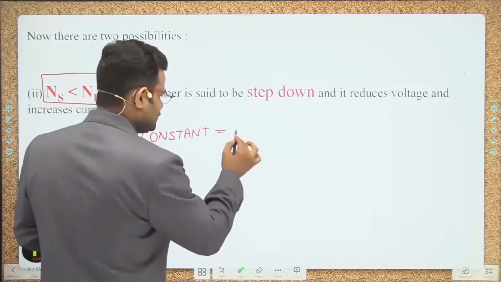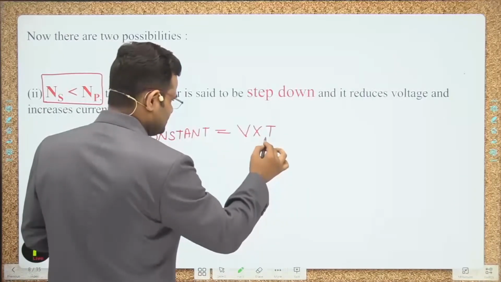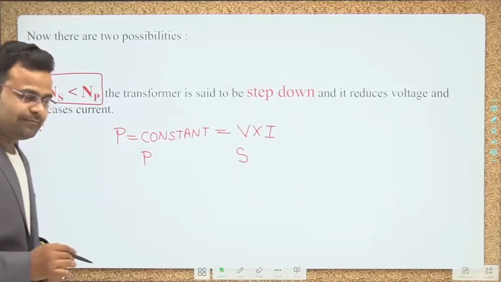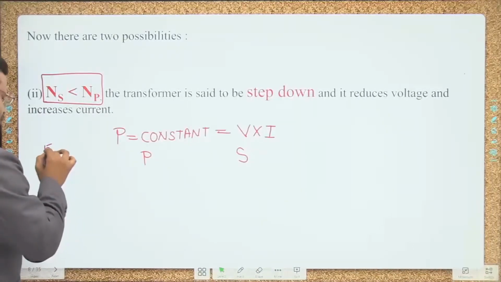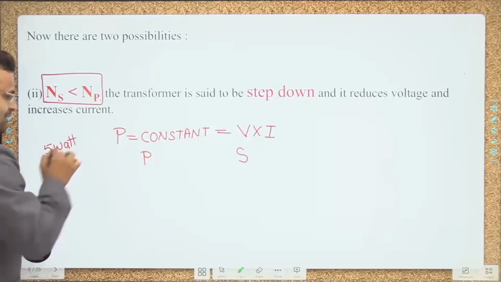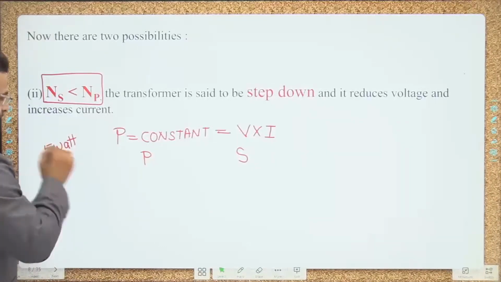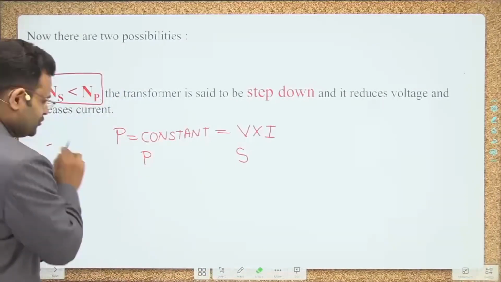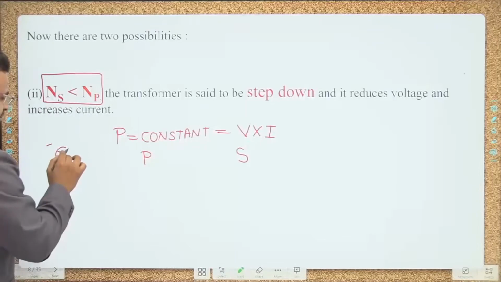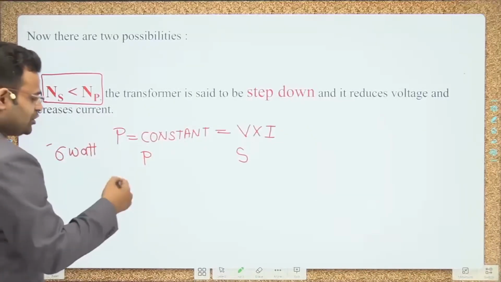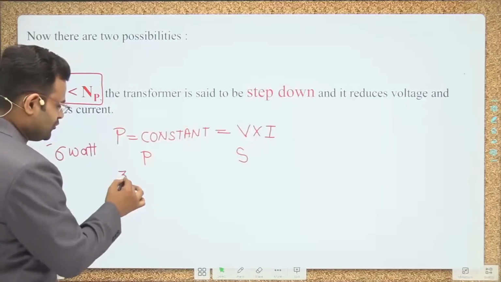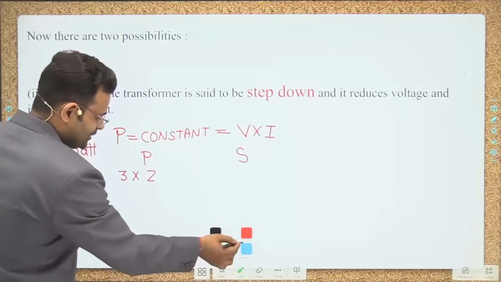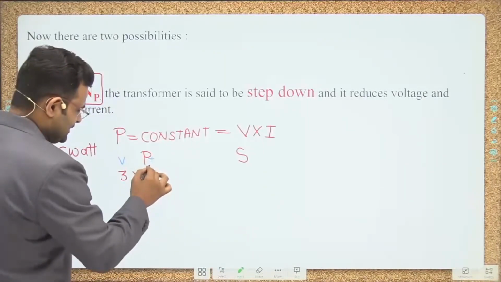And power is equal to voltage multiplied by current. Consider the primary case and the secondary case. Let's suppose we have 6 watts of power. How can you get a power of 6? If 3 is the voltage and 2 is the current. So we write here in columns: that is voltage, that is current.